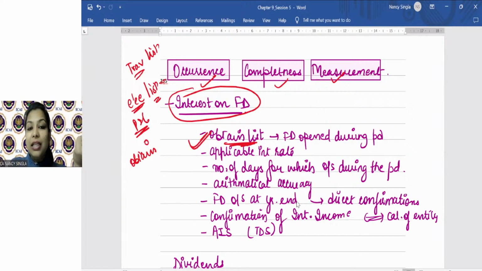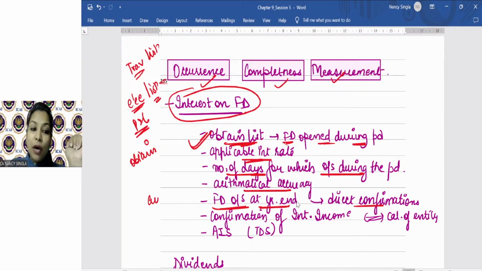So obtain a list of the FDs that have been opened during the year. What is the applicable interest rate, and the number of days during which the FD is outstanding. Do an arithmetical accuracy check if there is any formula. If the FD is outstanding at the period end, then take a confirmation. Confirmation not only of the amount, you can also take it for the interest.